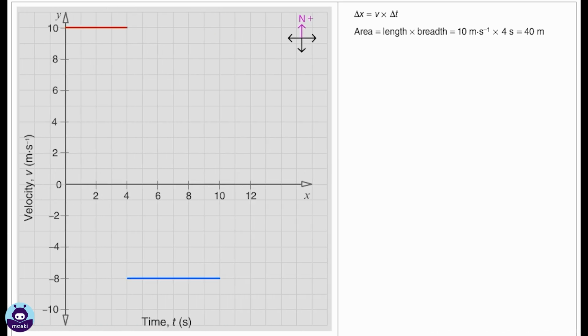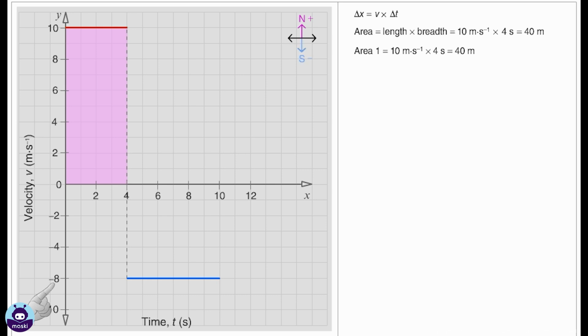Now, consider the graph of the same object for a total time duration of 10 seconds. The displacement from t equals 0 second to t equals 4 seconds is still the same. From t equals 4 seconds to t equals 10 seconds, the object is travelling with a velocity of minus 8 meters per second. That is the negative direction.